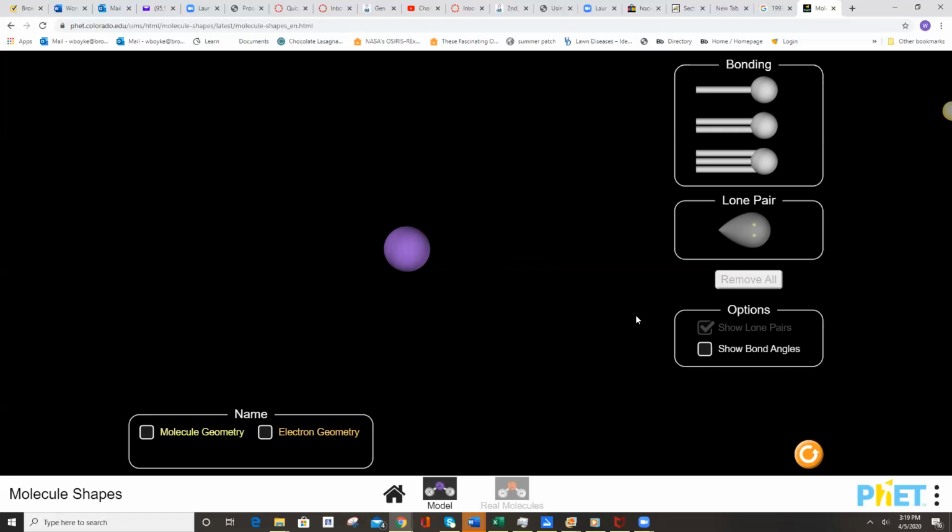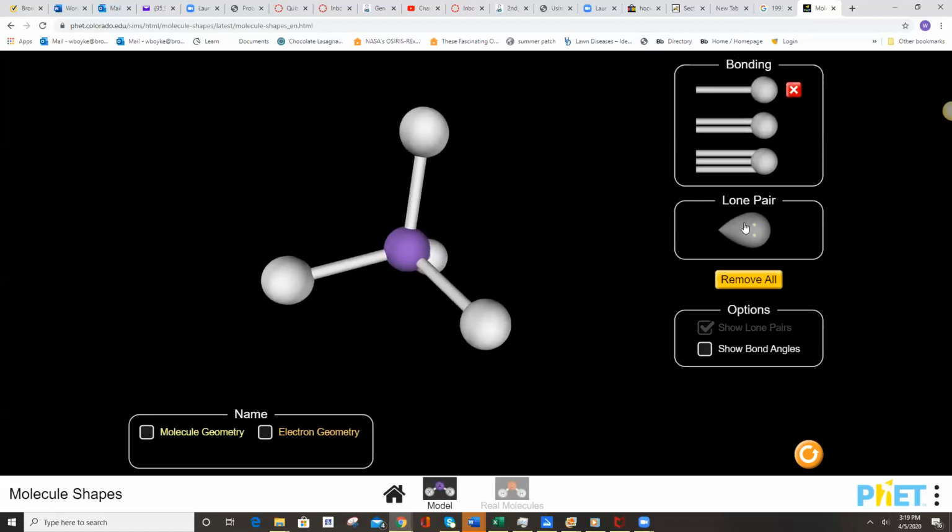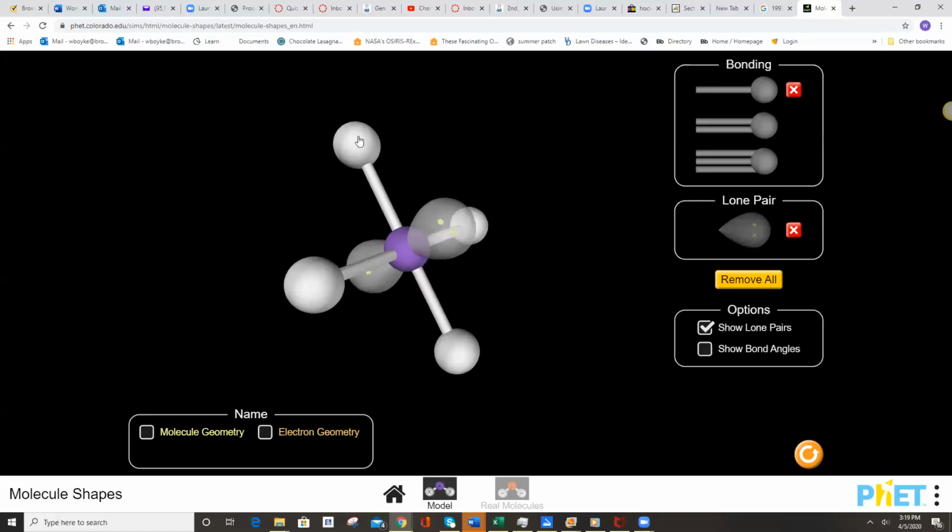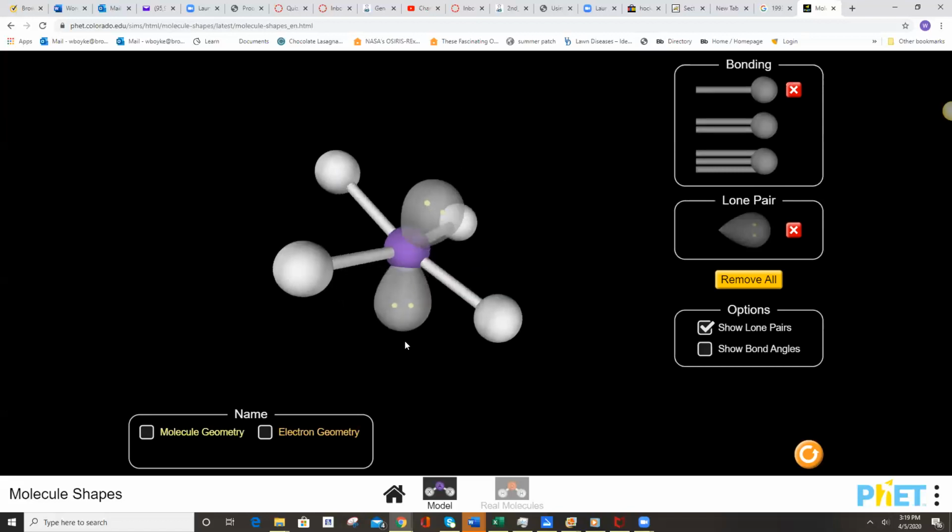So for XeF4, when you look at that Lewis structure, you're going to see 6 electron groups. Of those 6 electron groups, 4 of them are bonding groups with 2 lone pairs. So let's go ahead and build that. Get my 4 bonding groups in here. And now I'll make my 2 lone pairs.